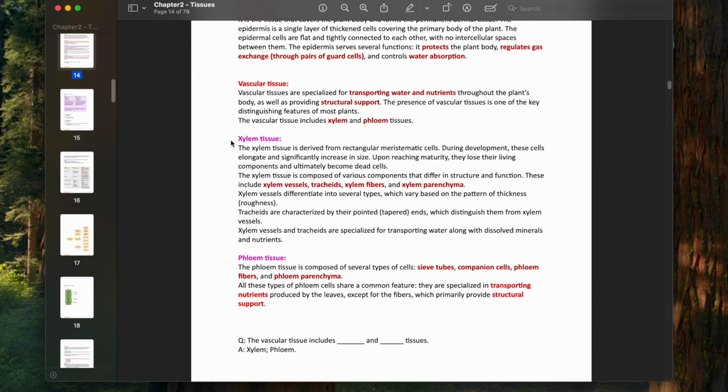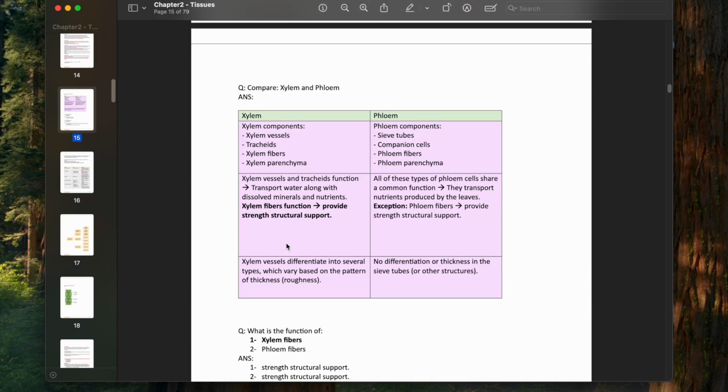It's not mentioned here, but you have to mention it in here, and it is assessed. Okay, it's not really mentioned in the book. They don't directly say, okay, the xylem fibers provide strength and structural support, but when we look at the past papers and we get the question, the xylem fiber function, the answer is strength and structural support. That's the answer. So you have to know this. It's something that is assessed, and commonly assessed even, and very important.